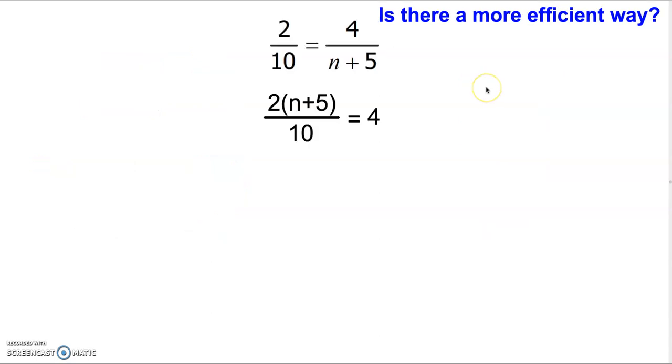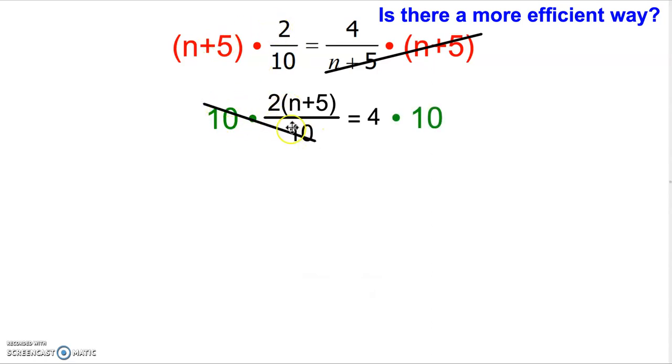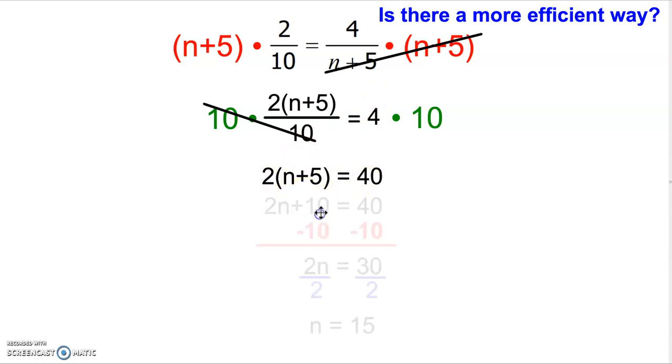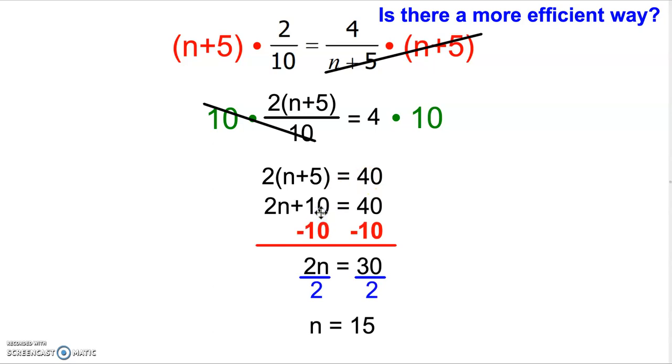Let's look at the other example. So here we can multiply by the n plus 5, and notice it cancels away on the side where it's located. So we're really just multiplying the 2 times the n plus 5. Here we would multiply by the 10, but it ends up getting multiplied by the opposite side. So we're multiplying the 2 times the n plus 5 and the 4 times the 10, which is how we form that X for cross multiplication. So we have 2 times n plus 5 equal to 40, and then we can solve from there and still get that n is 15.